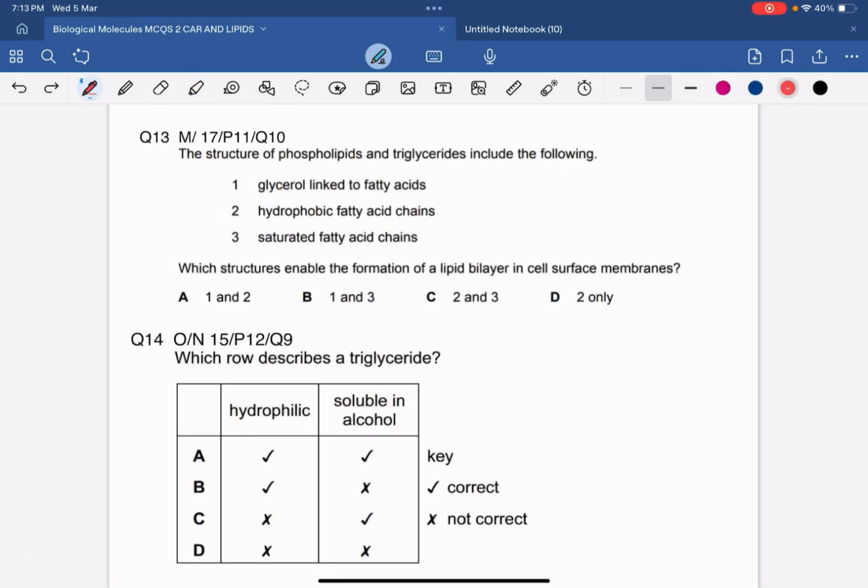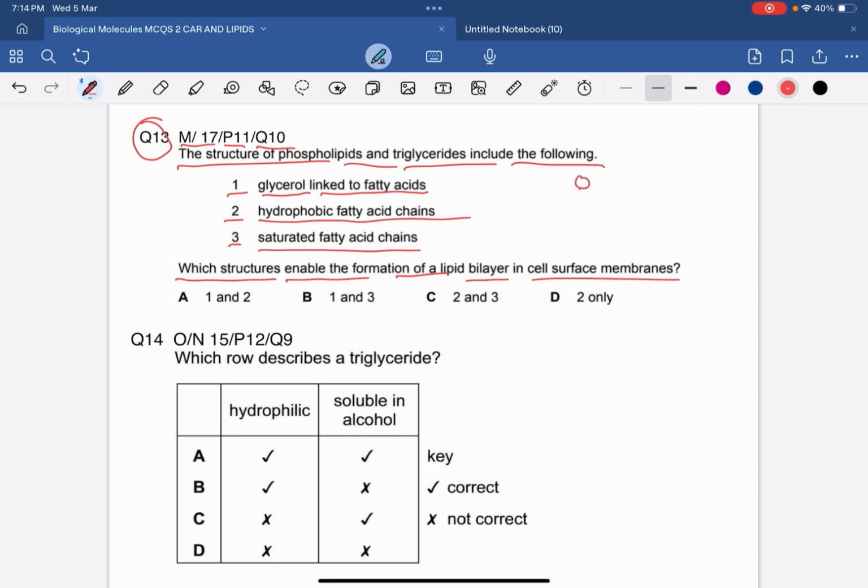Alright, so now let's move on to question 13 over here. Question 13 is from May June 17 paper 1 question 10. It says that the structure of the phospholipids and the triglycerides include the following. Number 1, glycerol linked to the fatty acid. Number 2, hydrophobic fatty acid chain. Number 3, saturated fatty acid chains. Now they say, which structures enable the formation of a lipid bilayer in the cell surface membrane.